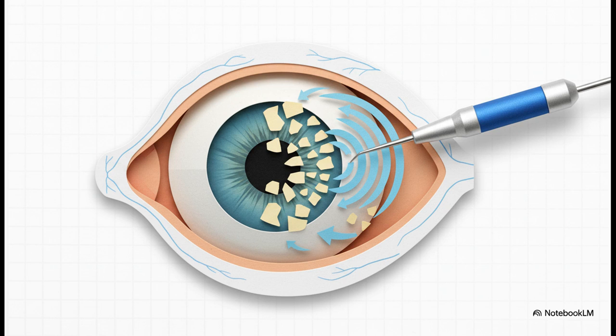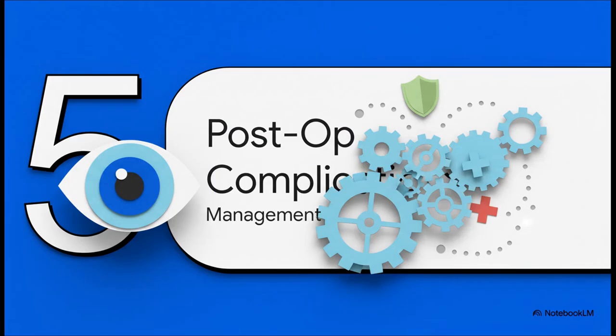The go-to surgical technique, the standard of care, is something called phacoemulsification. I mean, this is a true marvel of microsurgery. It uses high-frequency ultrasound to basically liquefy or emulsify that cloudy lens into tiny pieces, and then it just vacuums them out. The beauty of this is that the whole thing can be done through a tiny, self-sealing incision, often less than 3 millimeters wide. That means faster healing and less astigmatism. It's pretty amazing.